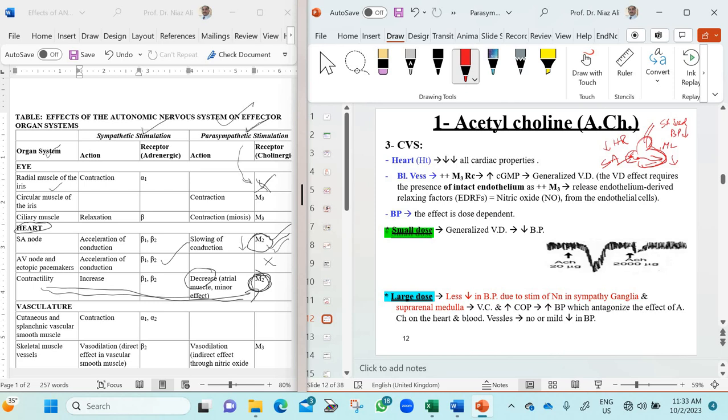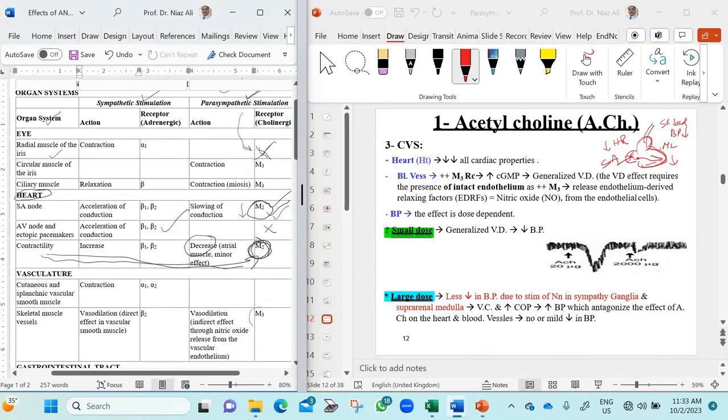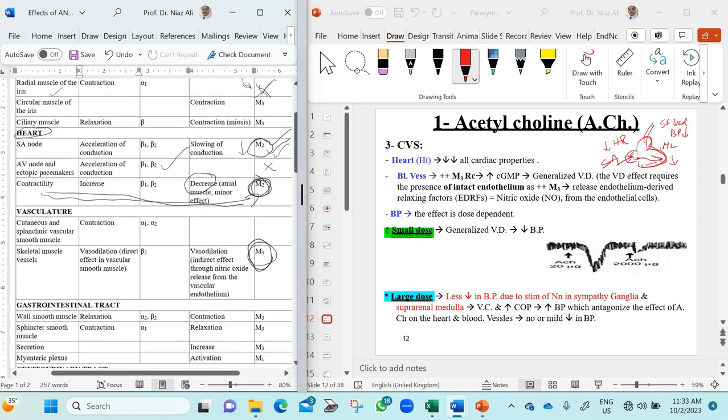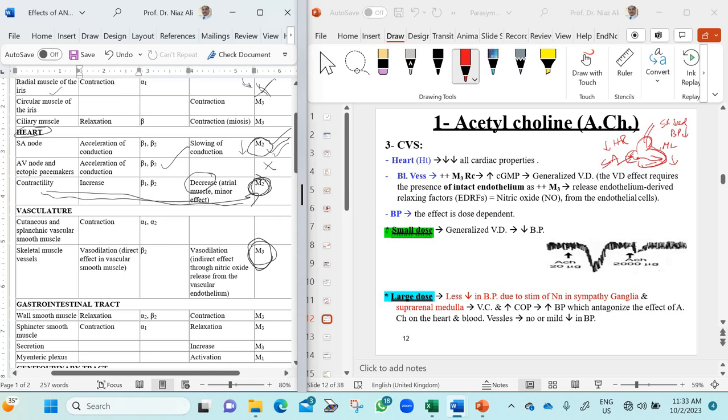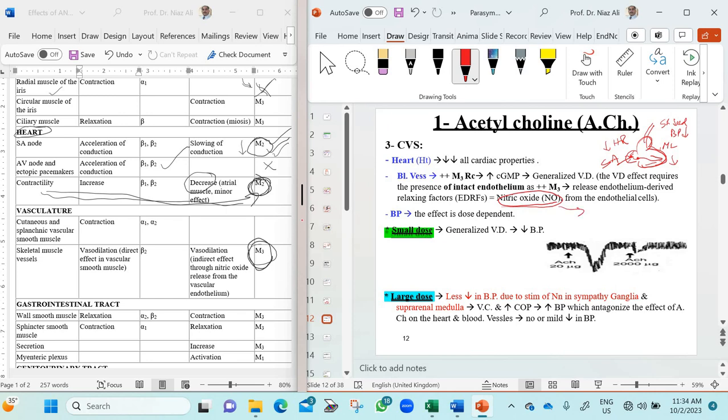And how is it going to affect the vasculature? The vasculature, meaning blood vessels, you know, is supplied with M3 receptors. And this supply of M3 receptors is going to decrease the vascular tone, and nitric oxide is released, and this nitric oxide is going to perform dephosphorylation, and muscular vasodilation will be there. And once vasodilation is there through the endothelial derived relaxing factors as well, a fall in blood pressure will be there.